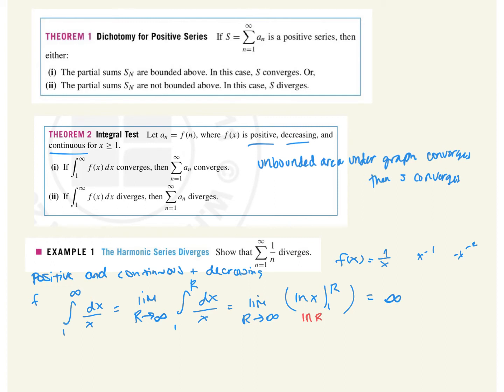So because this integral diverges, then this series also diverges. So therefore, S sub n diverges. So integral test is make sure it's positive, continuous, decreasing. We test it. If it diverges, then it diverges. If it converges, then it converges.